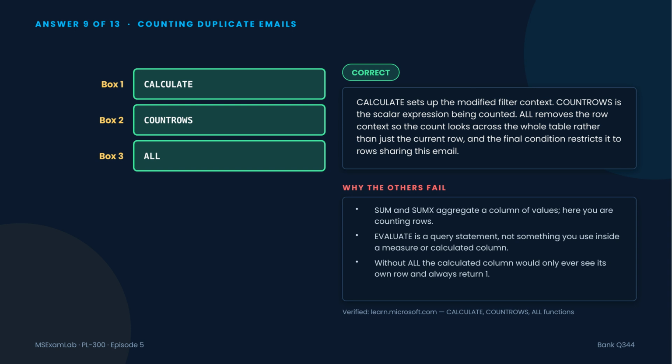Now why the others fail. SUM and SUMX aggregate a column of values. Here you are counting rows. EVALUATE is a query statement, not something you use inside a measure or calculated column. Without ALL, the calculated column would only ever see its own row and always return 1. Verified against learn.microsoft.com, CALCULATE, COUNTROWS, ALL functions.